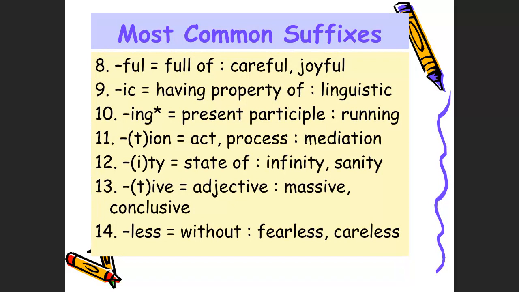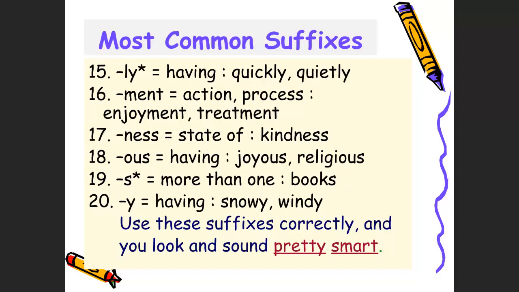And the last ones, los últimos. Here we have -ly, that is having something. For example, quickly, quietly. -Ment is the action or the process. Enjoyment, treatment. -Ness is the state of. It's kindness. -Ous, it's having something. Joyous, religious. The -s, more than one, it's a plural. For example, books. The -y, it's having something. For example, snowy or windy.